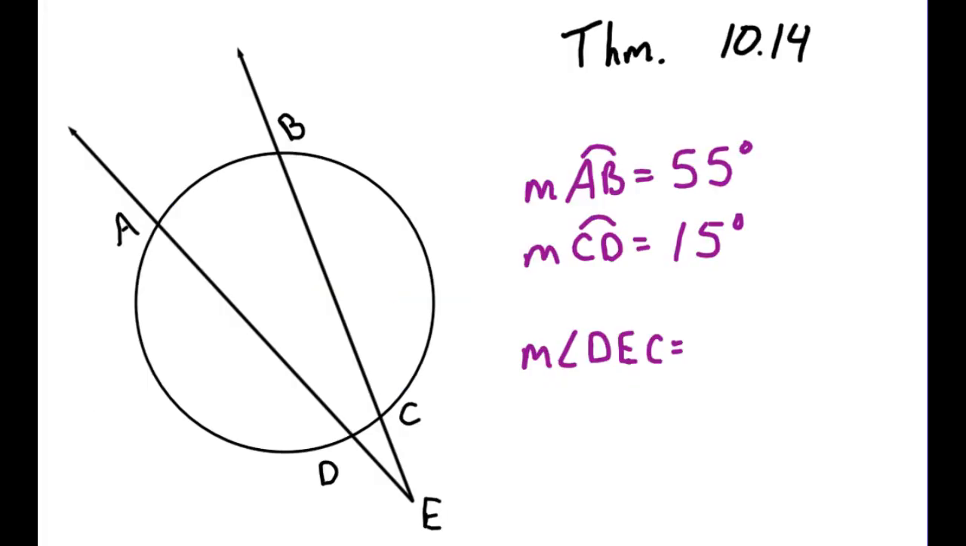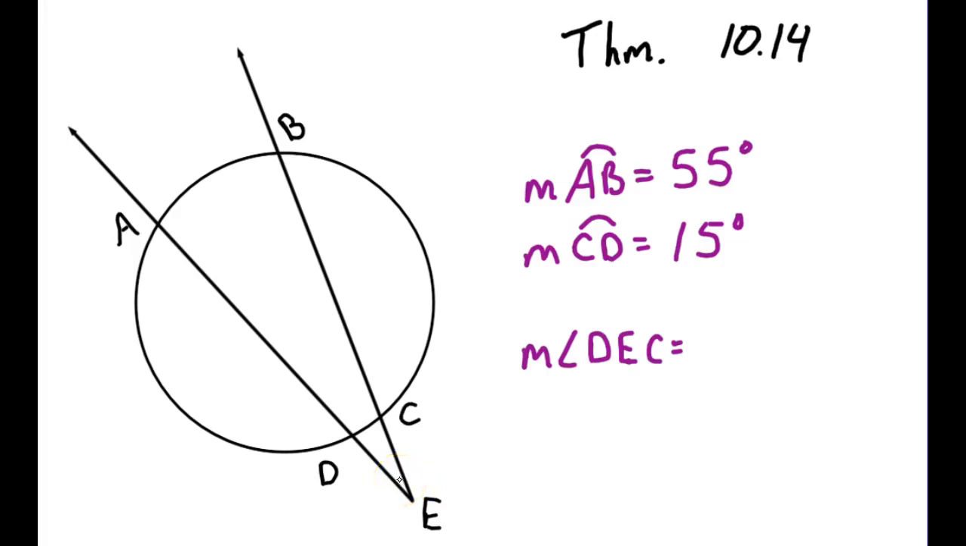In the last example, we're going to use theorem 10.14, which deals with finding the measure of a circumscribed angle. It's an angle that's formed on the outside of a circle, whether we have two secant lines, two tangent lines, or a secant and a tangent line. The same idea is going to apply. So we know the measure of arc AB is 55 degrees. The measure of arc CD is 15 degrees. Using that information, we want to find the measure of angle DEC.